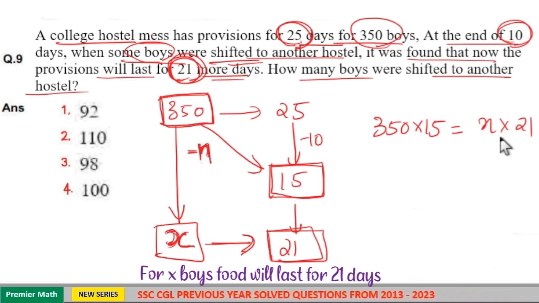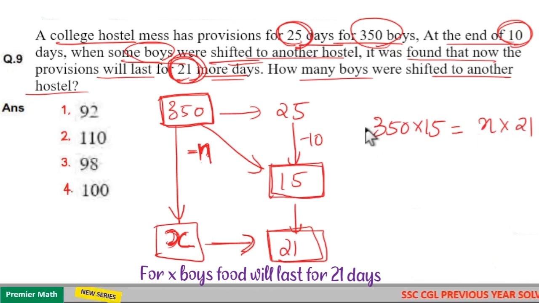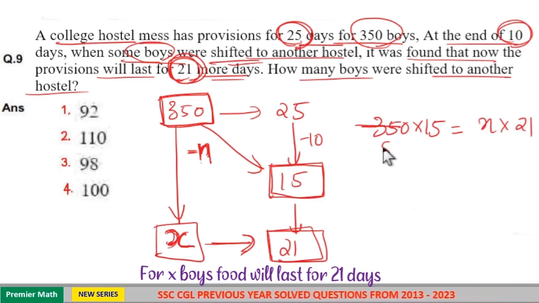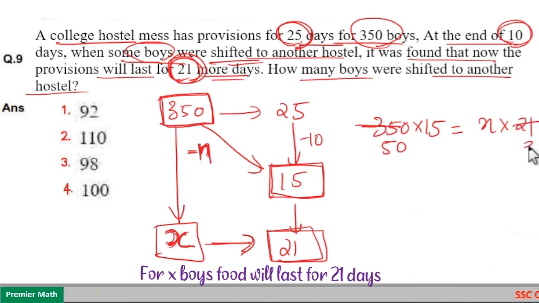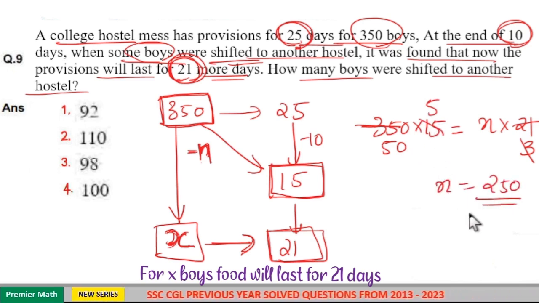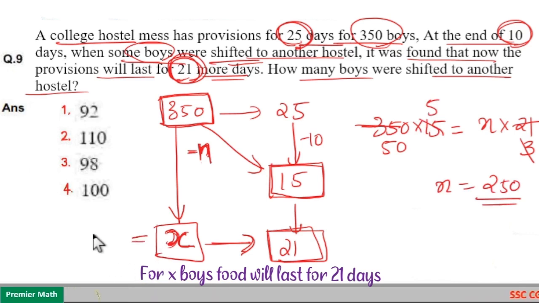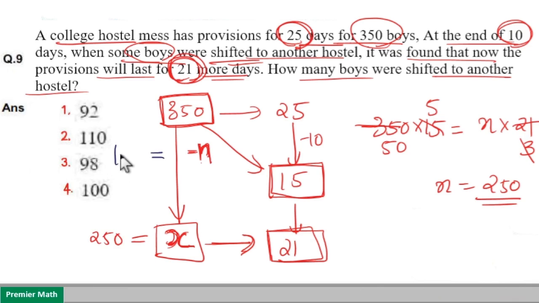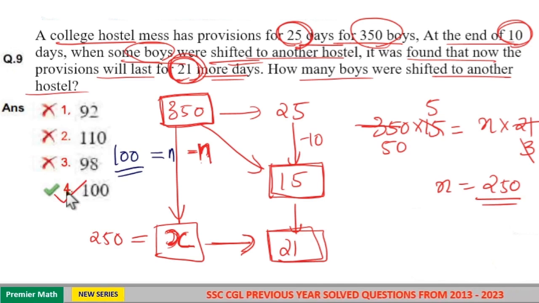Now you can find the value of x. 7 goes 5 times in 50, 7 goes 3 times in 21, and 3 goes 5 times in 15. So x here is equal to 5 into 50, 250, which means the remaining boys is 250, which means the number of boys leaving is equal to 100. n is equal to 100. So option 4 is your answer.